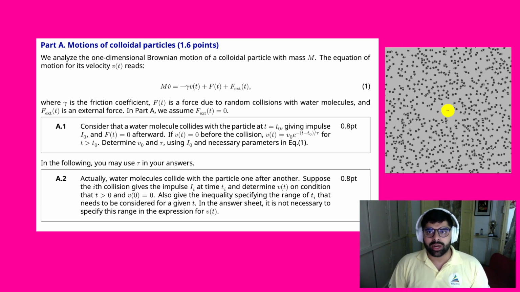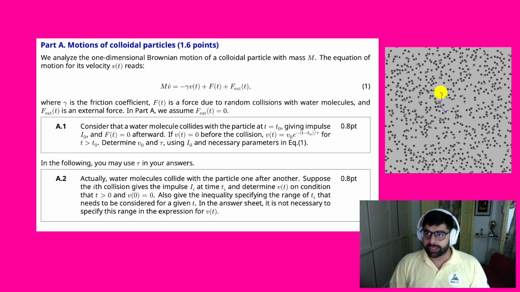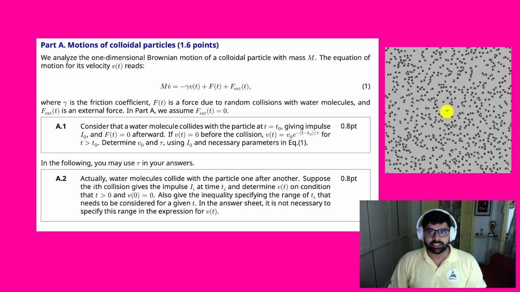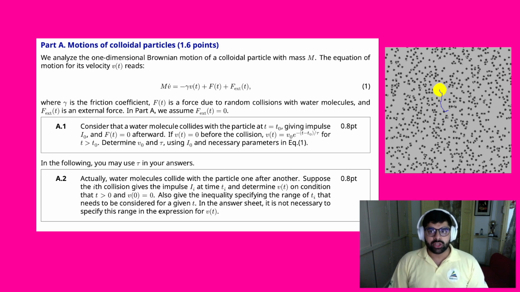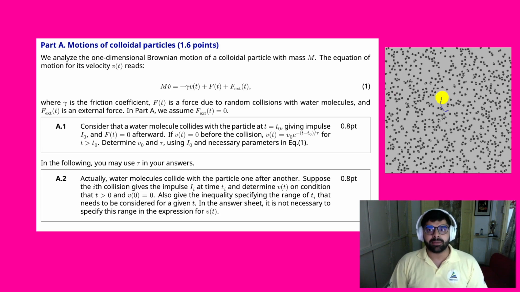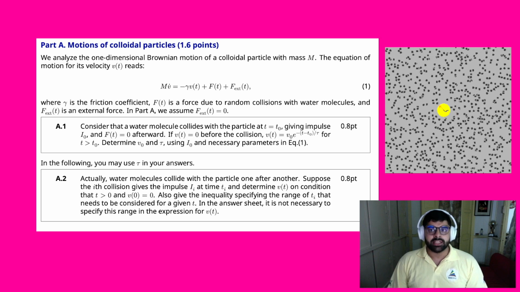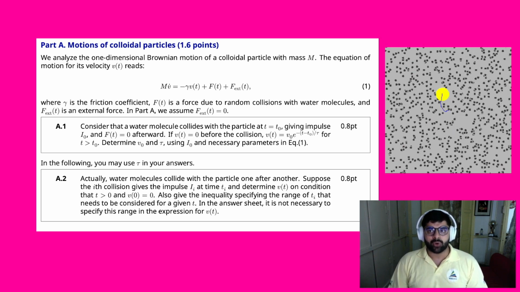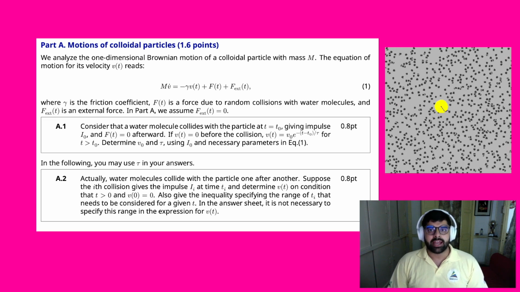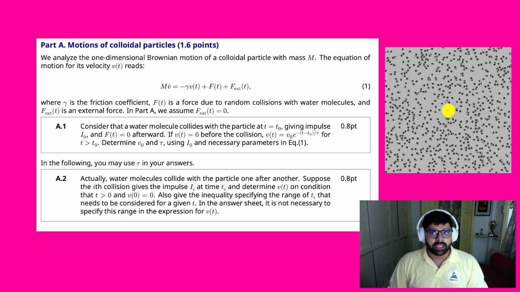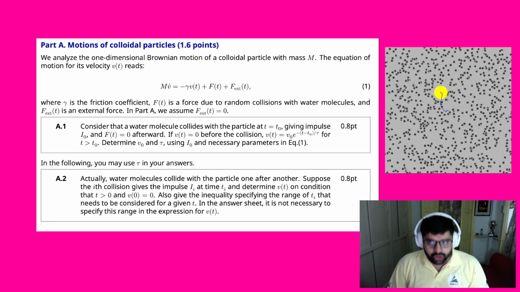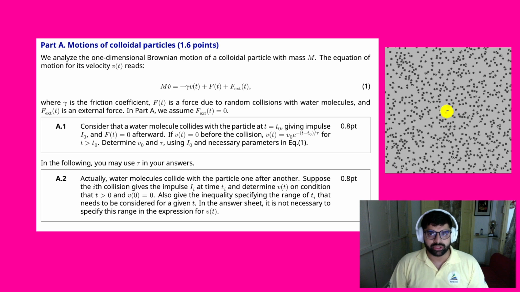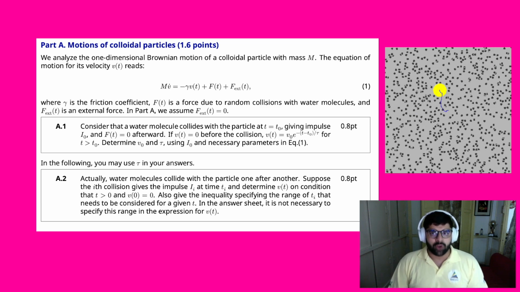We analyze the one-dimensional Brownian motion of a colloidal particle with mass m. The equation of motion for its velocity reads m v dot is equal to minus gamma v plus f external. Here gamma is the friction coefficient, f of t is the force due to random collision, and f external is the external force. We are set to assume f external is equal to 0. All right, f external is equal to 0. The first question is as follows.